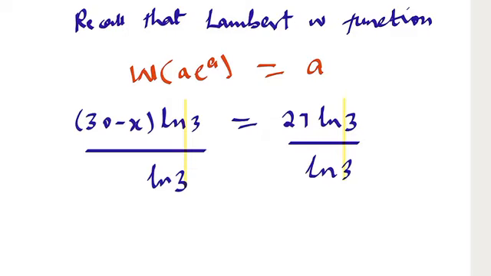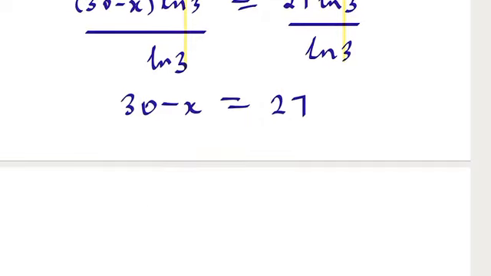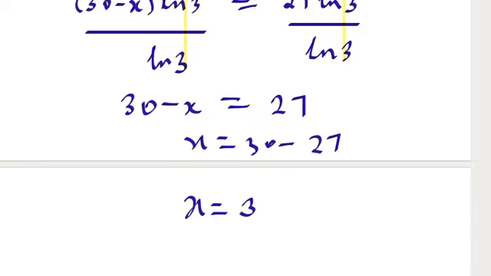So we're going to be left with 30 minus x, then equals what? Equals 27. So now from there, we're going to have our x to be 30 minus 27, and we have x to be 3. So we have the solution to the problem to be x equals 3. And that is the end of the class.